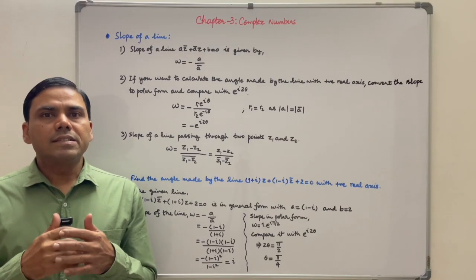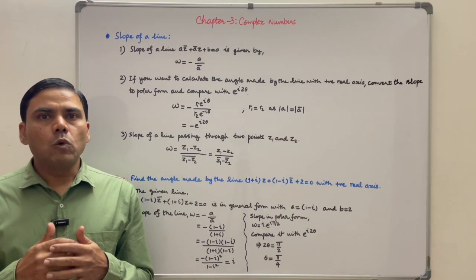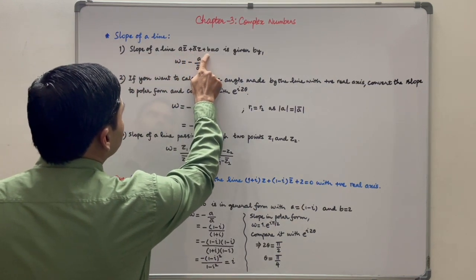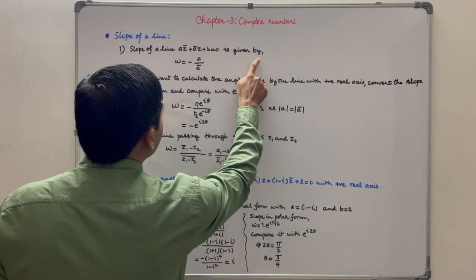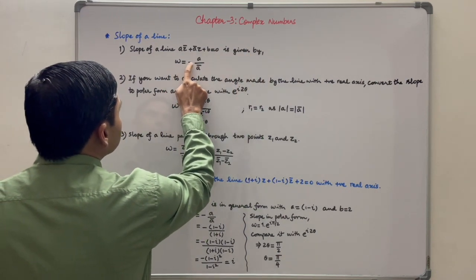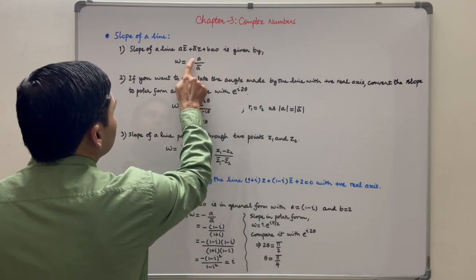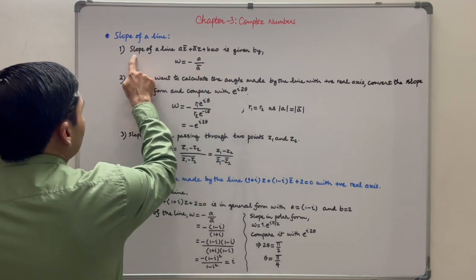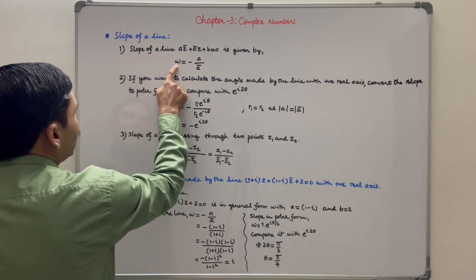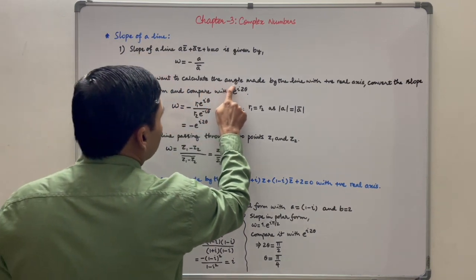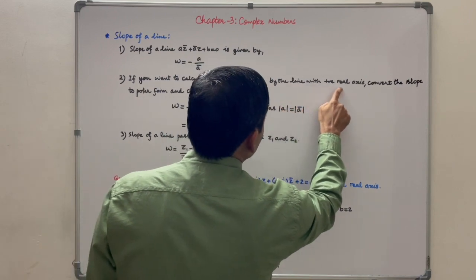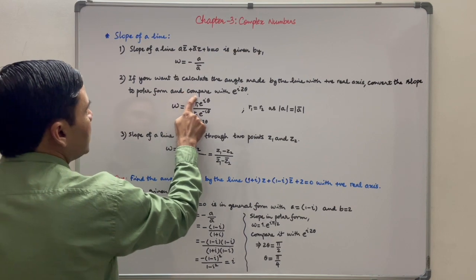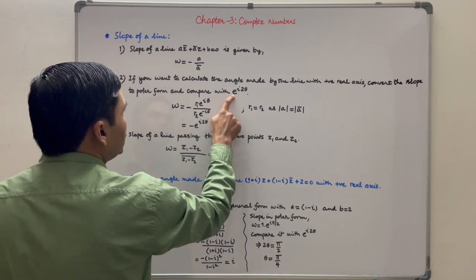Let us continue with straight lines. Next one is slope of a line. Slope of a line a z bar plus a bar z plus b is equal to 0 is given by omega is equal to minus a upon a bar. Here a is a complex number, line is in general form. Slope is represented by omega. If you want to calculate the angle made by the line with the positive real axis, then convert the slope to polar form and compare with e to power i 2 theta.